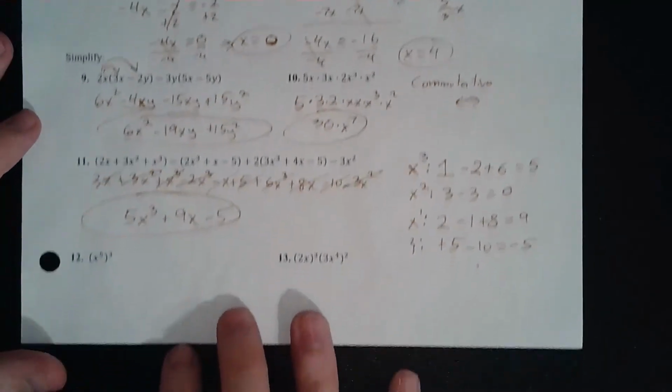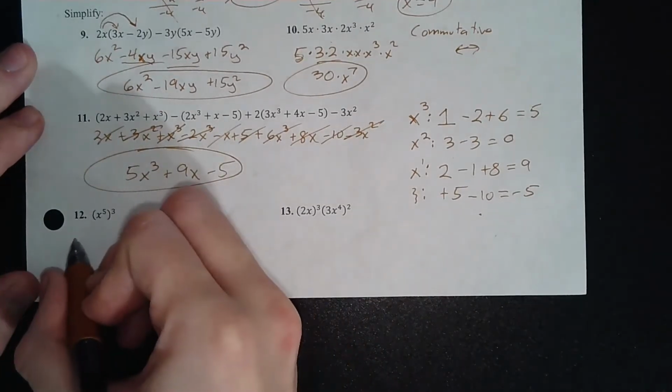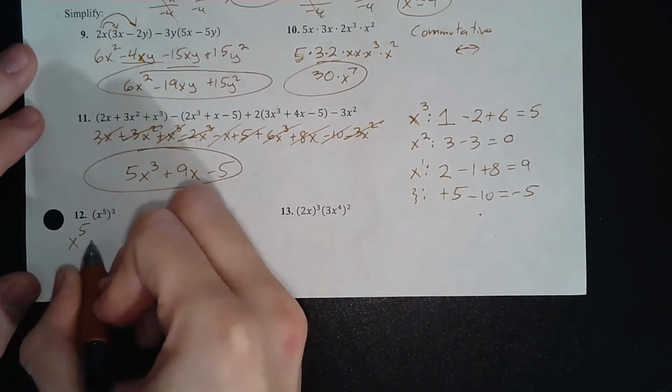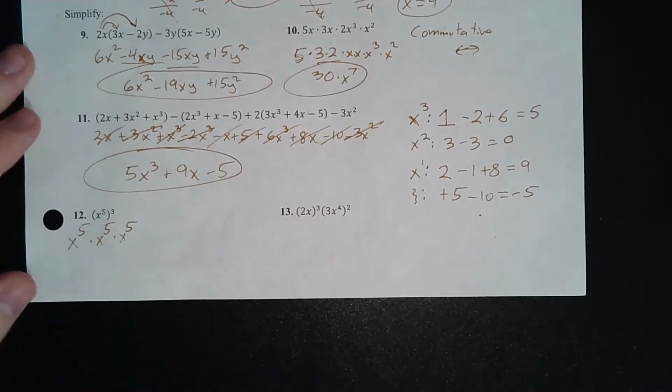Not too bad. Number 12, x to the 5th cubed. There are 2 ways to do this. The hard way to do it is writing this. Why did I write that? Because that means I have x to the 5th 3 times multiplied by itself. That's what cubed means. It means multiplied by itself 3 times.